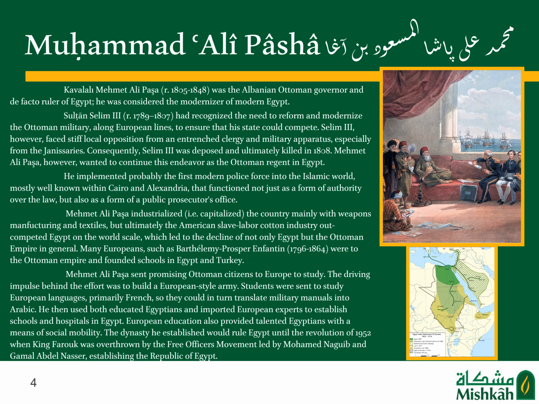And many Europeans were sent to Egypt and the rest of the Ottoman Empire to create Western-style schools. So Muhammad Ali Pasha was modernizing Egypt in multiple different ways. And he sent promising citizens to Europe to study, so that they could build a European-style army. And they studied European languages like French, German, English, Italian, Spanish, and so on. And they translated military manuals or texts into Arabic. And they would come back to the Ottoman Empire and be very Europeanized, sometimes wearing Western dress from then on out and things like that.